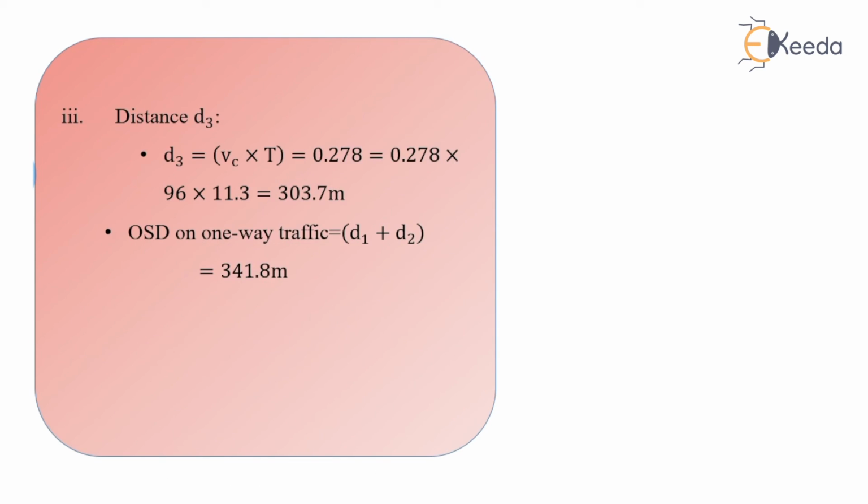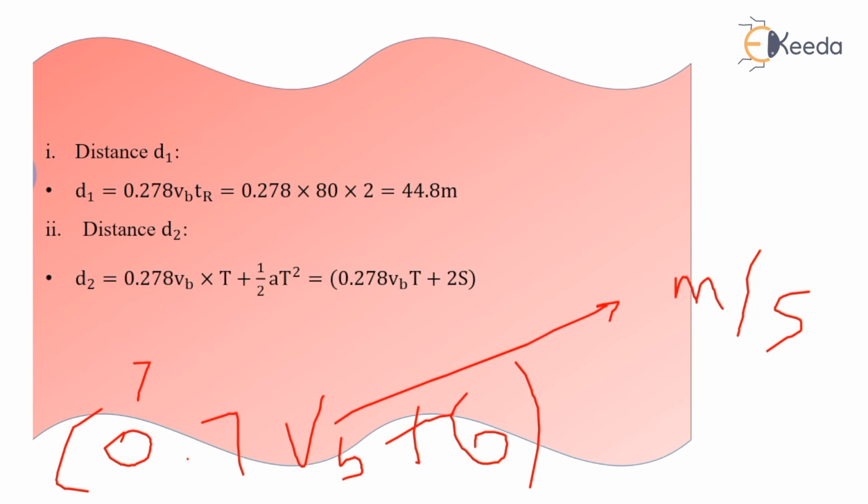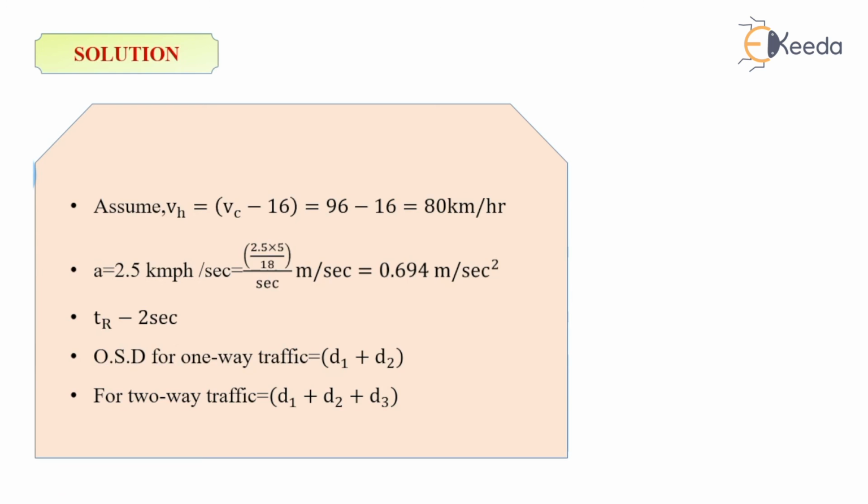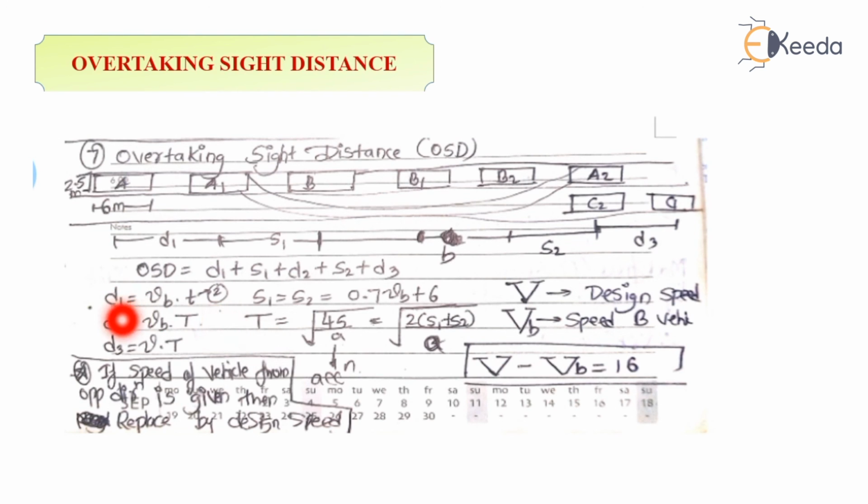This is basically formula based. If you know the formula, you know the answer. So you should know what the formulas are. That is why I have written all the formulas in one slide only. So please refer this slide. D1, D2, D3, what is T, square root of 4s by A, what is S, S is equal to 0.7 VB plus 6. And overtaking sight distance for two-way road is D1 plus D2 plus D3.